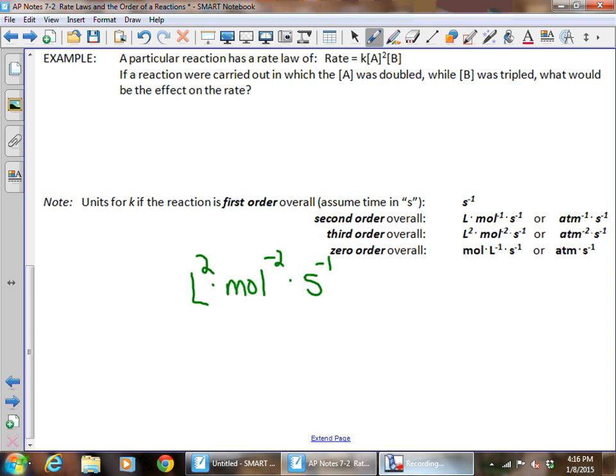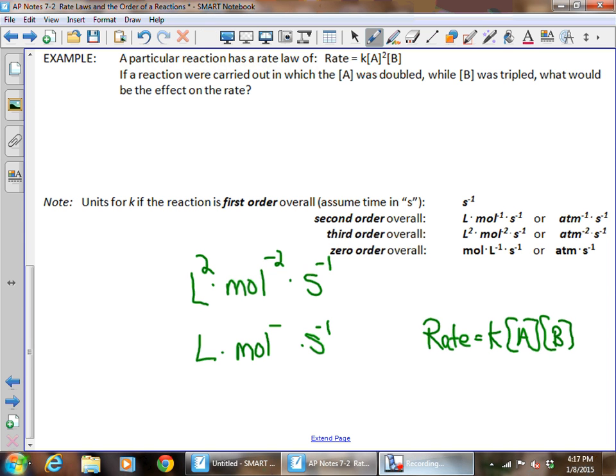Okay, so what if it's a second order overall? Remember, we're defaulting to liters to the positive something, moles to the negative something, and always reciprocal time. If the overall rate order is 2, for instance, if we had something like rate is equal to KAB, then the exponent is always going to be 1 less than the overall rate order. So a 1 for liters, a -1 for moles. Now usually they just simply make that an understood 1 for liters. And that's going to be the unit for K, not rate, for K, the rate constant, if you've got a second order overall reaction.